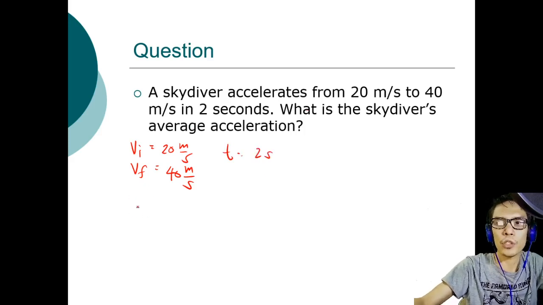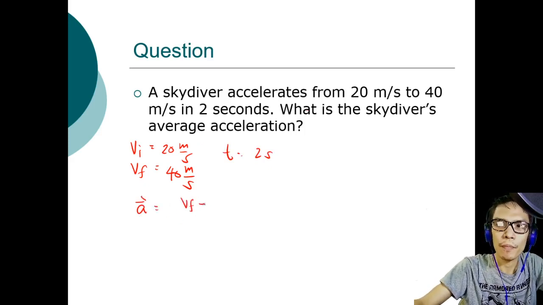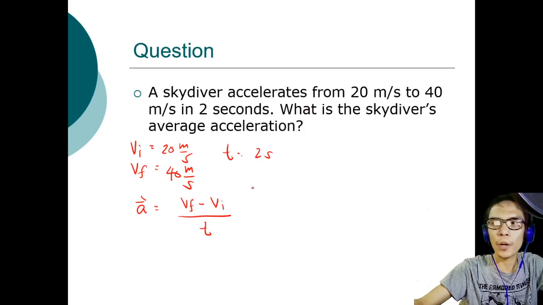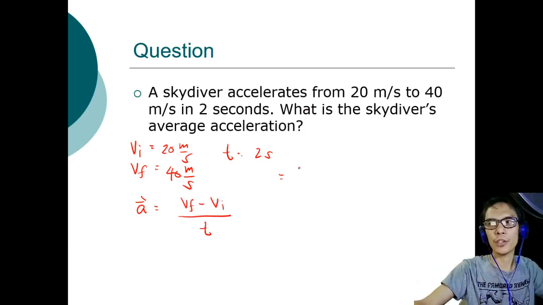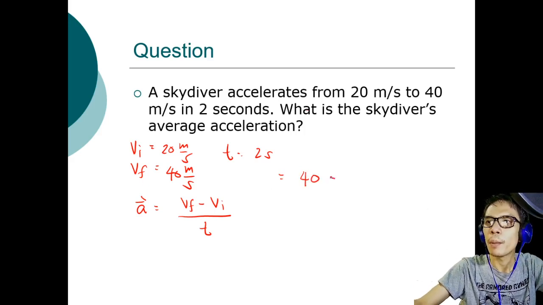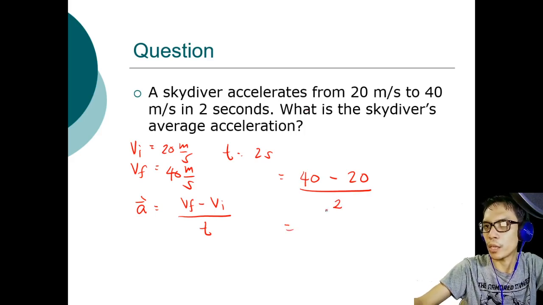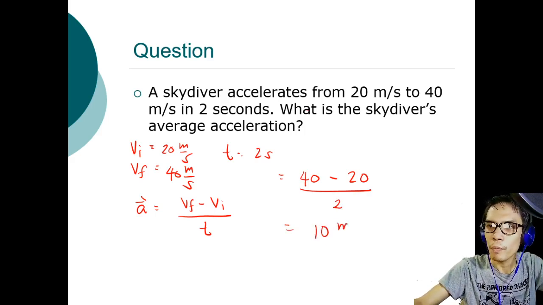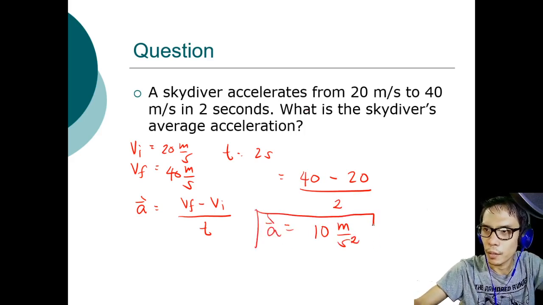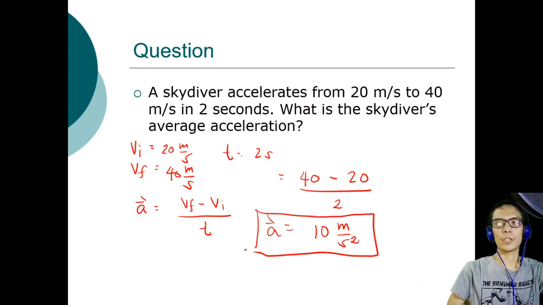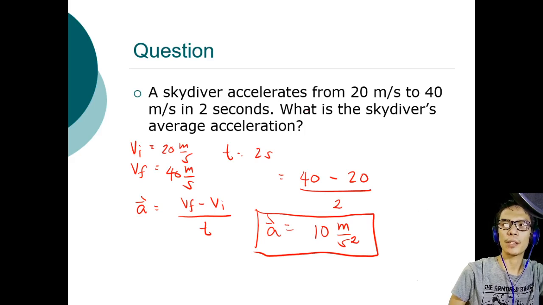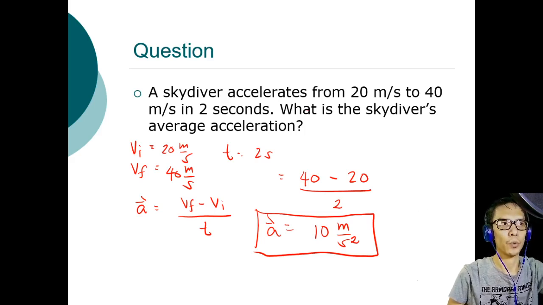So let's compute. The formula that we are going to use is acceleration equal to v sub f minus v sub i divided by time. Let's plug in all the values. We have 40 minus 20 divided by 2 seconds. That will be 20 divided by 2, which is 10 meters per second squared. So that will be your acceleration. The skydiver accelerates at 10 meters per second squared.